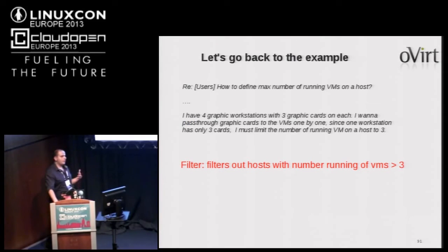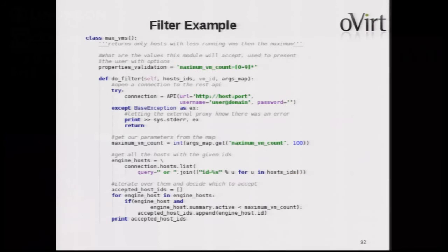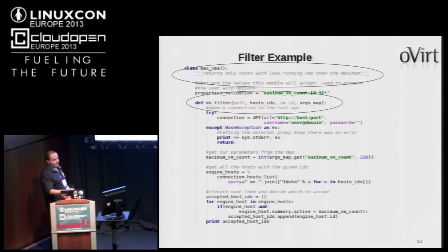So if I'm going back to the example, I would like to define the maximum number of running VMs on a host. Then I want my filter to filter out hosts that are running more than 3 VMs. So I create a Python class called maxVMs. I have a doFilter function over here that gets the host IDs, which are the IDs of the hosts that are available for me to run the VM on, and the VM ID. And I have some arguments, for example, the maximum number of VMs, which is an argument I get as an input.